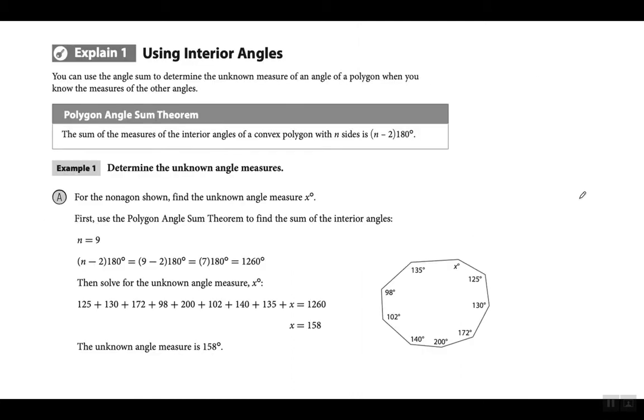Alright, moving on. Look at our first example here. They're giving us this diagram, and we're going to use this formula. Now it says, for the nonagon shown, a nonagon means it has 9 sides, which you could count in the figure and you'll see it. Find the unknown angle measure, x degrees. We've got to find out, what is this angle right here? How much is that angle?